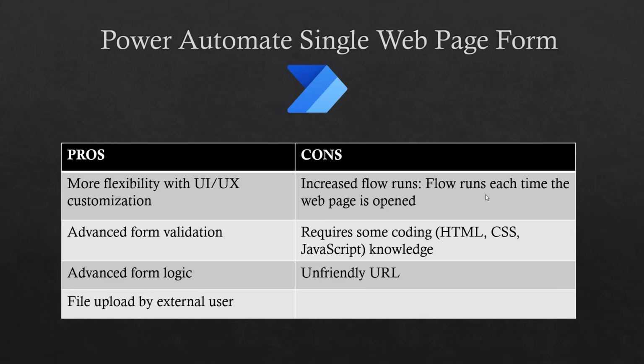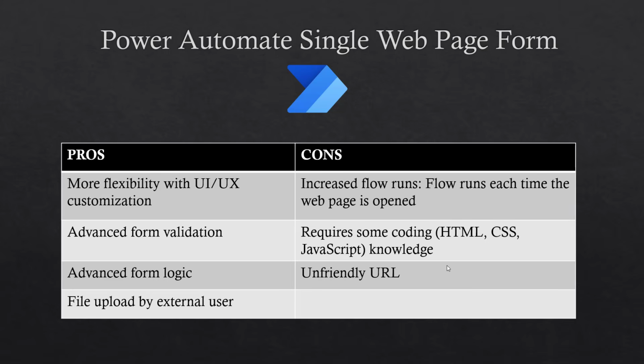And some of the cons that I've seen here are that they increase flow runs, right? The first flow triggers every time that first page is opened, which means it will cost you more flow runs. It shouldn't be much of a problem if you are not expecting many external users, but it can become a problem when you have several external users running it every single day, right? So that's a bit of a concern.